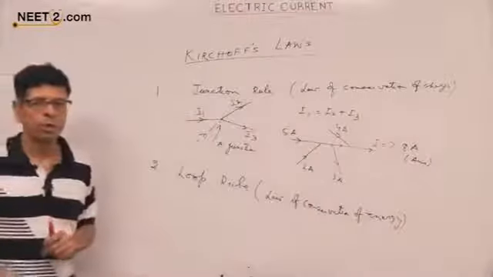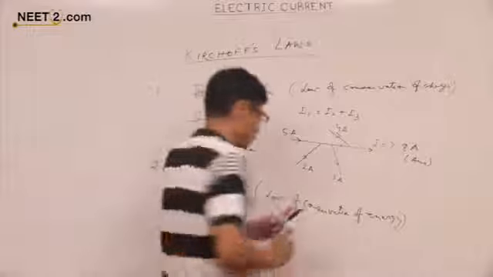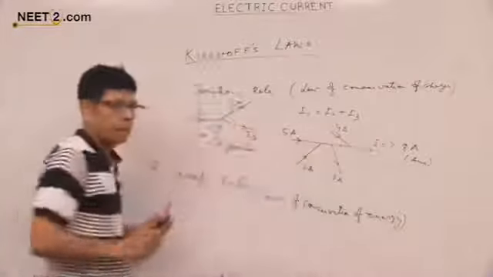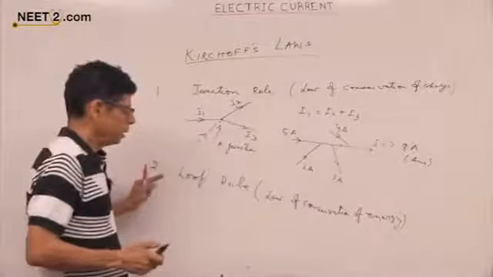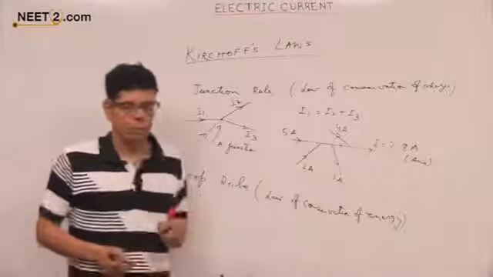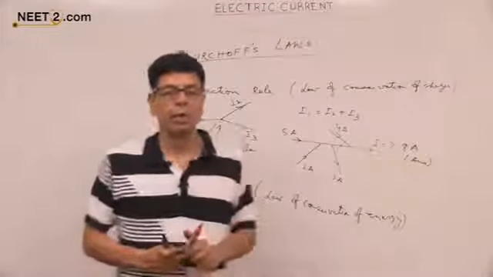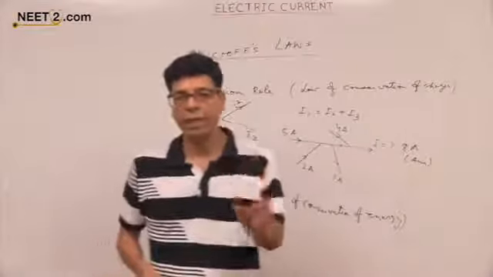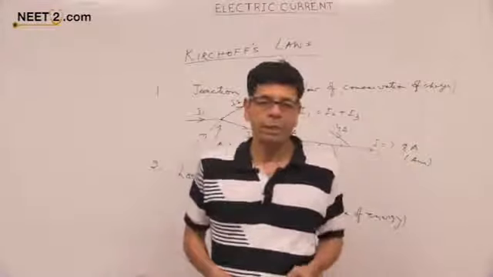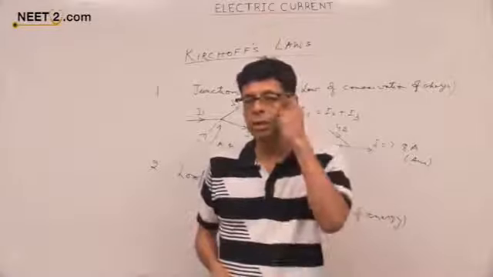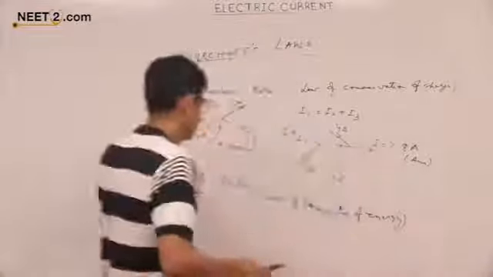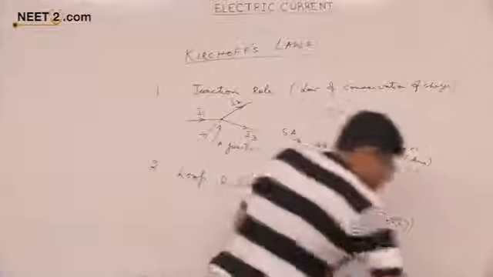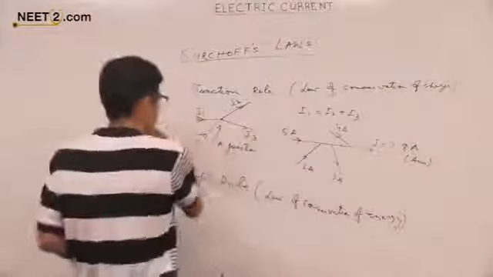Loop rule. Loop rule says the following. In a closed loop, the algebraic sum of potential differences across various elements in a circuit equals 0. So what does all this mean? It means the following.